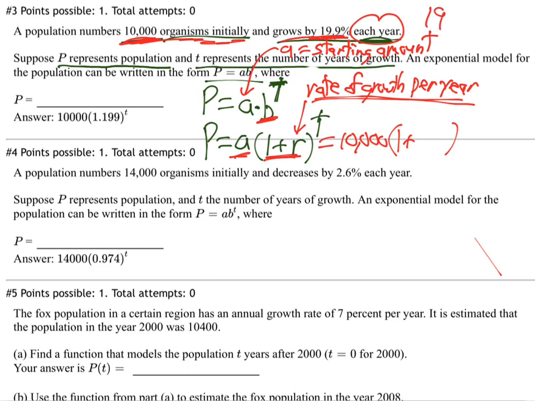So 19.9%, that's the R, that's the rate of growth. But we got to change that to a decimal. We don't want any percentages. So let's make that a decimal. Remember how to turn that into decimal? It just goes back two places. 0.199.